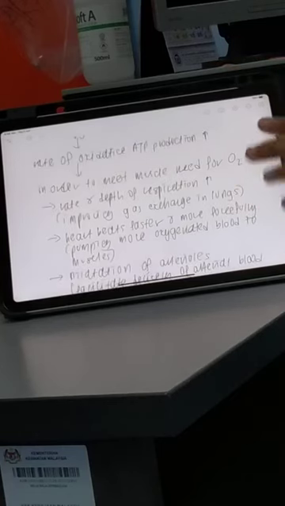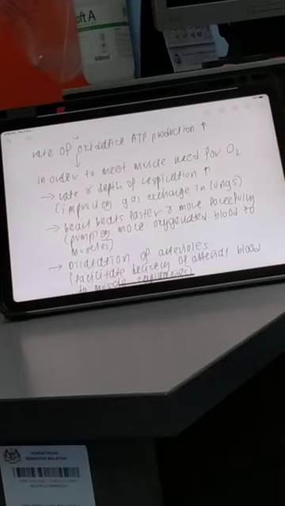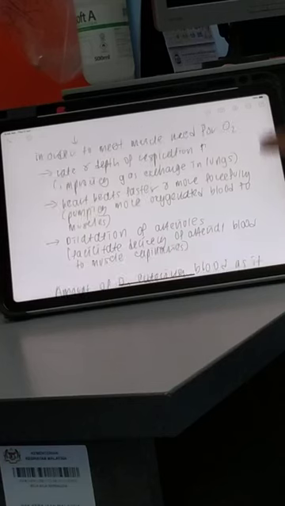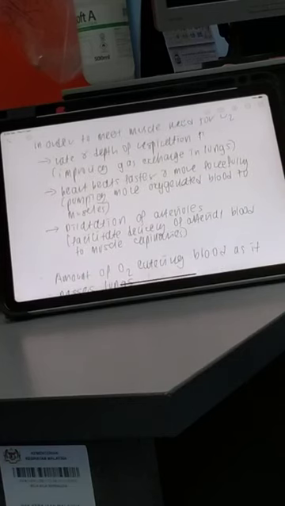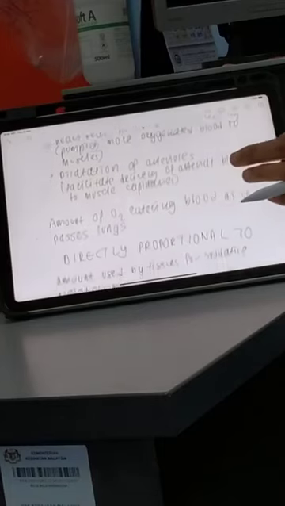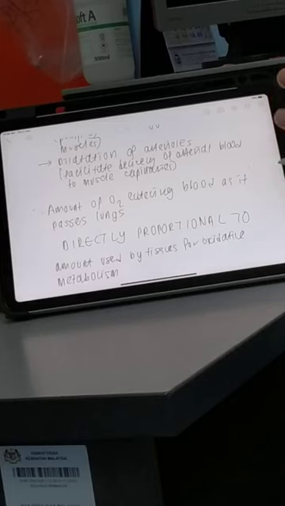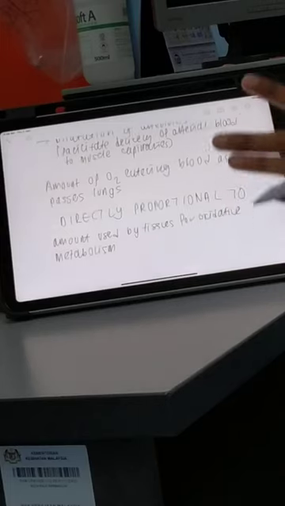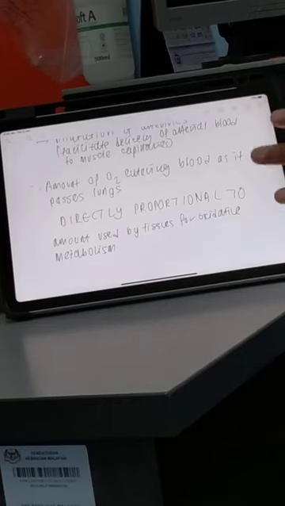The second one, the heartbeat will be faster and the pump more forceful, to pump more oxygenated blood to the muscles. The third one is the blood vessels, with dilatation of the arterioles to facilitate delivery of arterial blood to the muscle. The amount of oxygen entering the blood as it passes the lungs is directly proportional to the amount used by the tissue for oxidative metabolism. That's all.